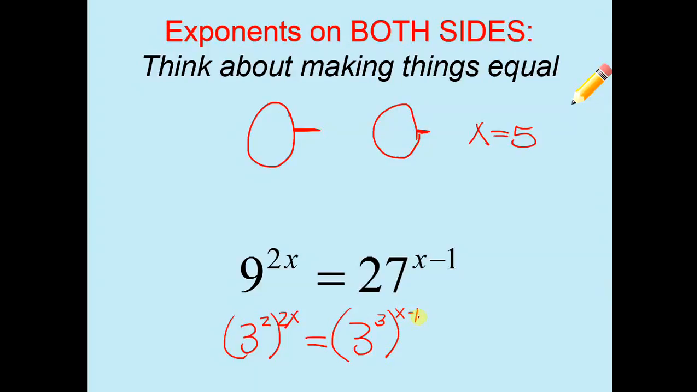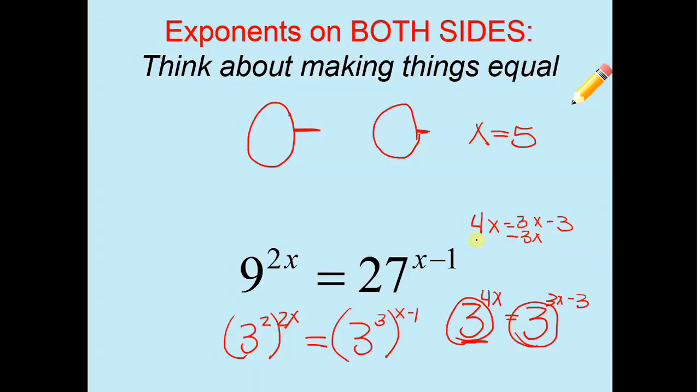Okay, I have like bases now. But you're saying, what are we supposed to do with that 2 and that 2x right here? You're going to multiply. So you're going to get 3 to the 4x, 2 times 2x, 4x, equals 3 times x minus 1, which is 3x minus 3. You multiply that in, distributive property. Notice I have the same base right now, so I don't have to worry about that. I just need to worry about my exponents. So I get 4x equals 3x minus 3. Subtract 3x from both sides. I get 1x equals negative 3.